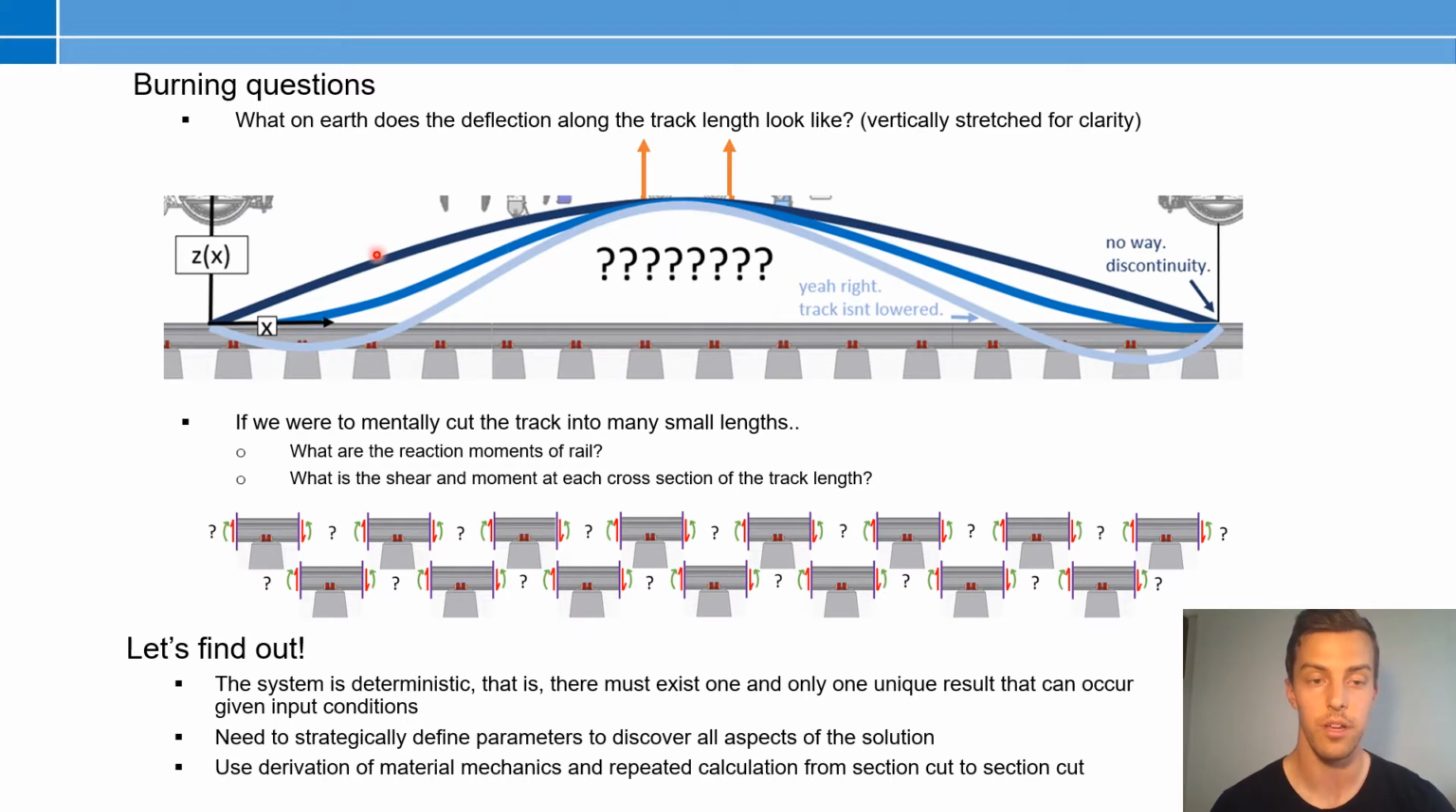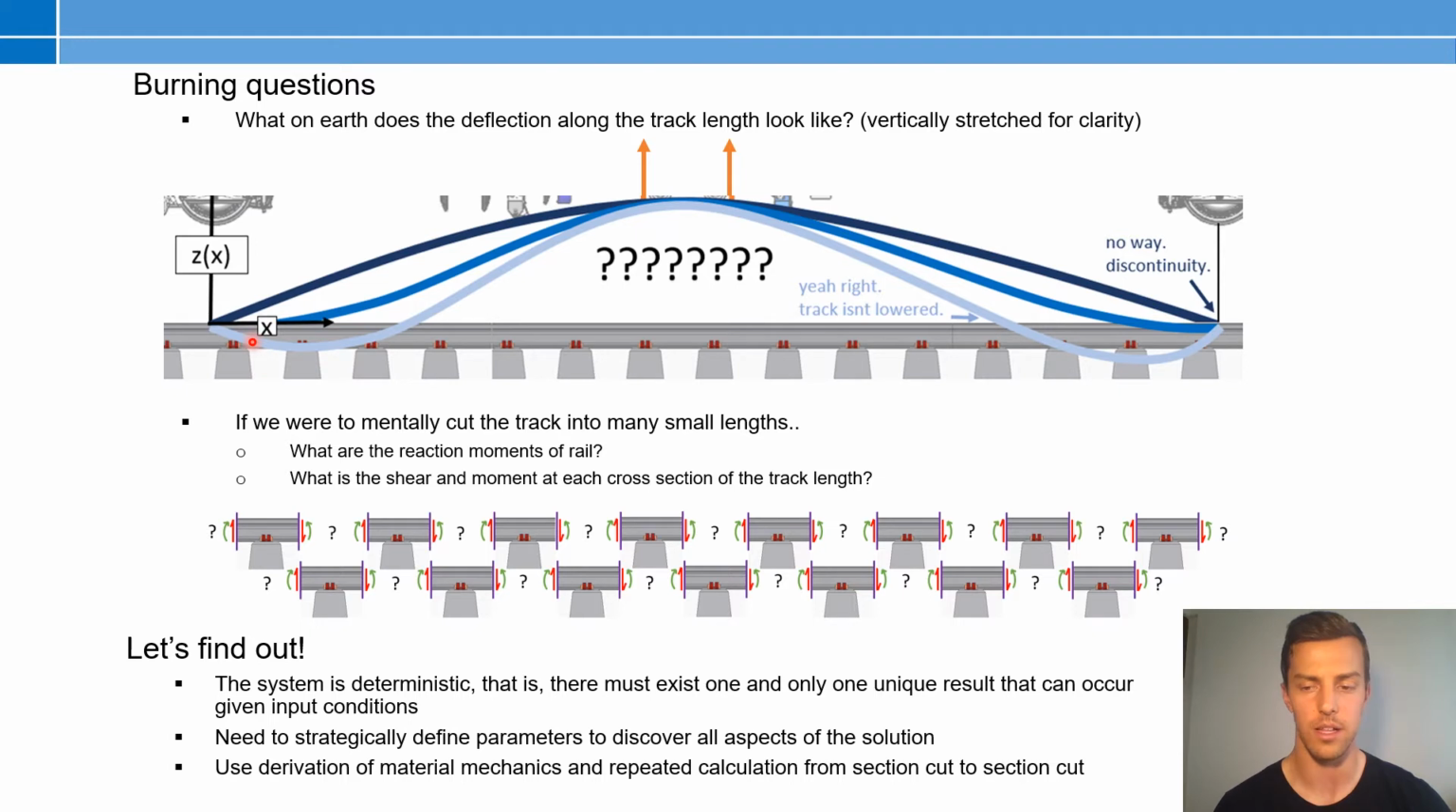On the top here, you can see the track being lifted, and when you get to the end here, you see a discontinuity, an instantaneous change of slope. So it's at a slope, and then it instantaneously becomes horizontal, which would mean that there's an infinite moment at that point, which is improbable. It's impossible. So that can't be it.